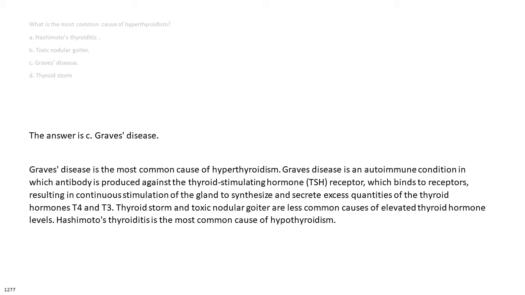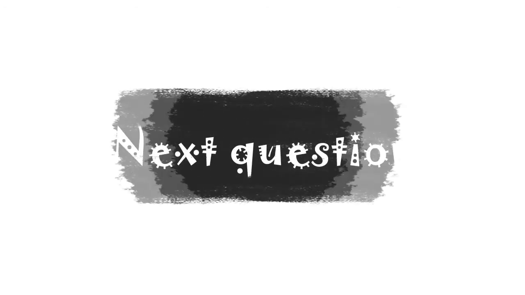T3. Thyroid storm and toxic nodular goiter are less common causes of elevated thyroid hormone levels. Hashimoto's thyroiditis is the most common cause of hypothyroidism.